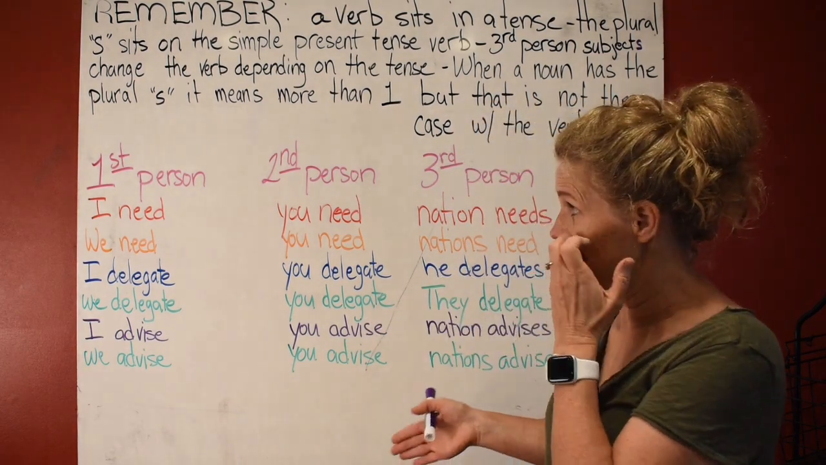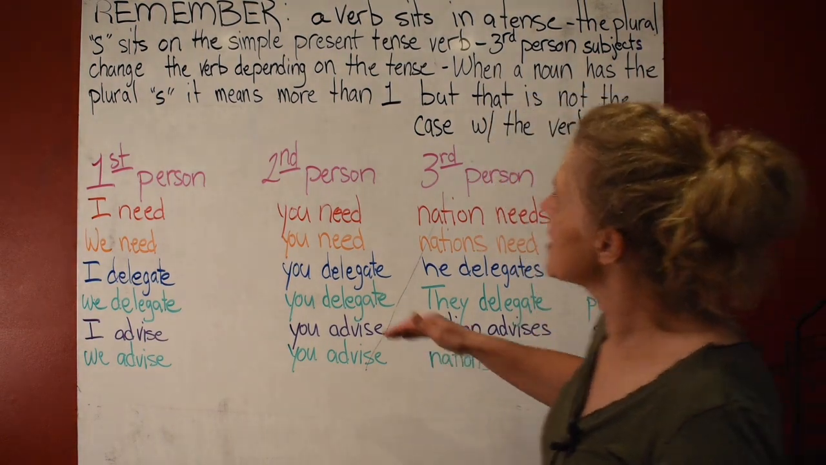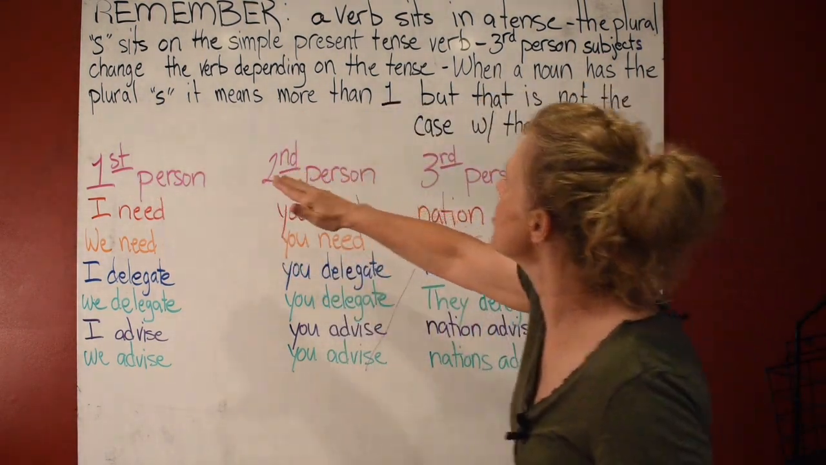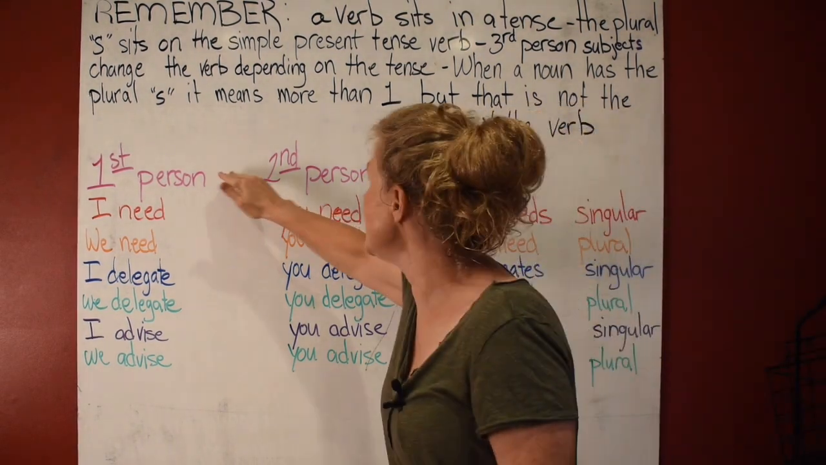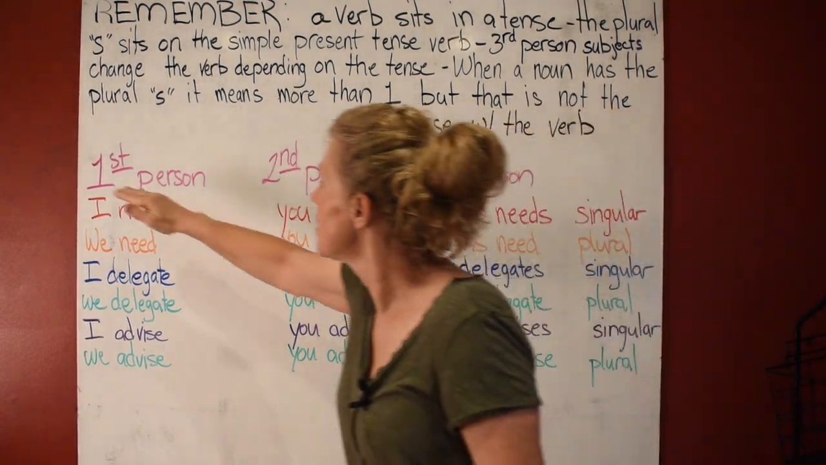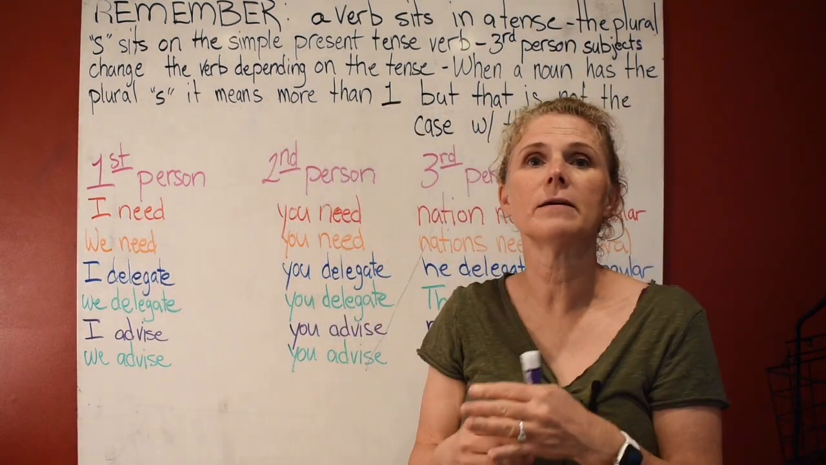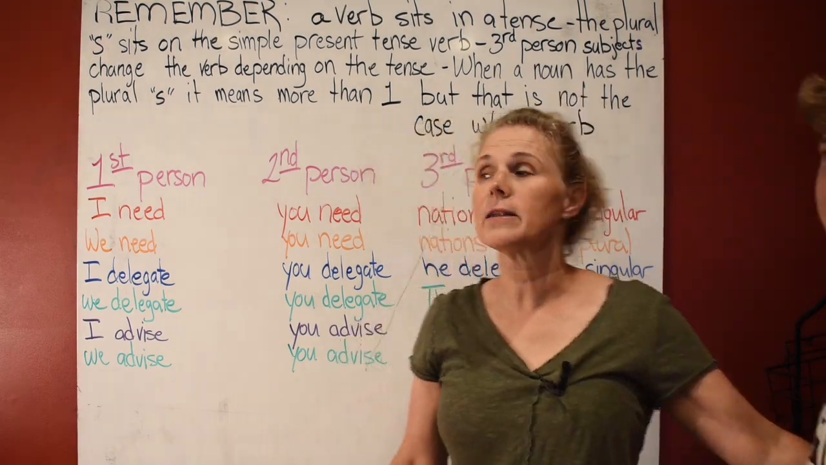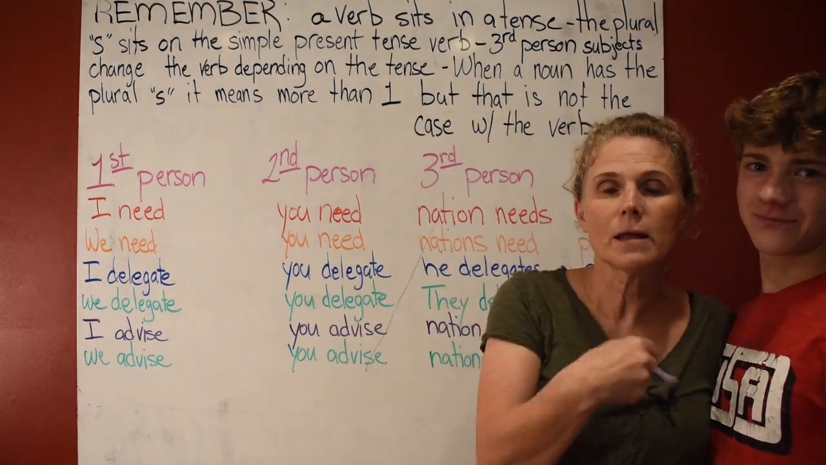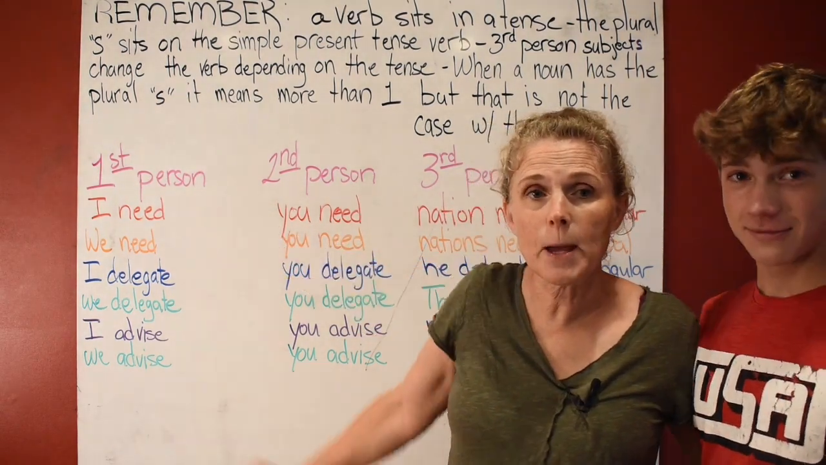You have to understand that to get it right. Okay? All right, so we're going to look at first, second, and third person more. And you need to understand what this means. First person, I, right? I. And Daniel, come on in here. Daniel and I would be we. We are first person. Okay?